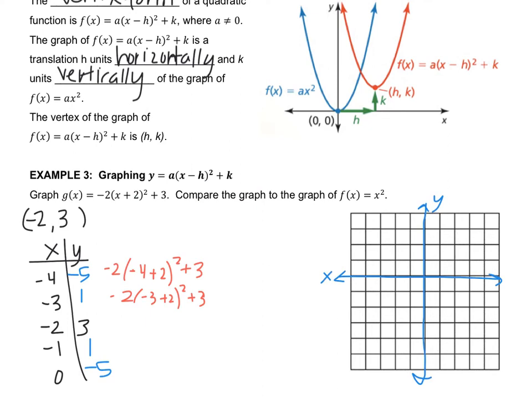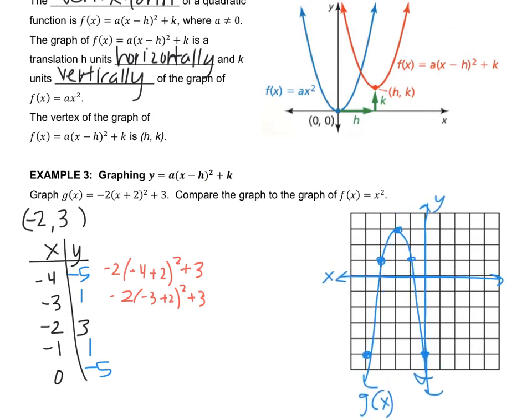(-4, -5), (-3, 1), (-2, 3), (-1, 1), and (0, -5). All right, let's make the parabola. That's g of x. And they want us to talk about how it compares to f of x.